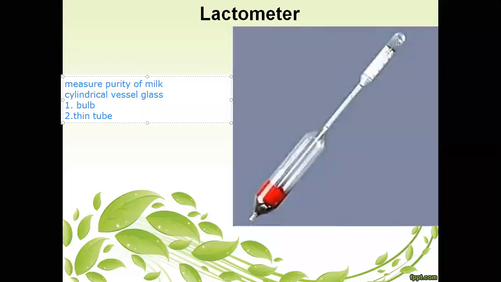Just after dipping it in the milk, we see that the milk starts to rise in the thin tube. Suppose after dipping, the lactometer has reached the 3 mark on the scale. It means that the container contains 70% of water and 25% of milk in it. We use this lactometer because we are daily using and drinking milk.